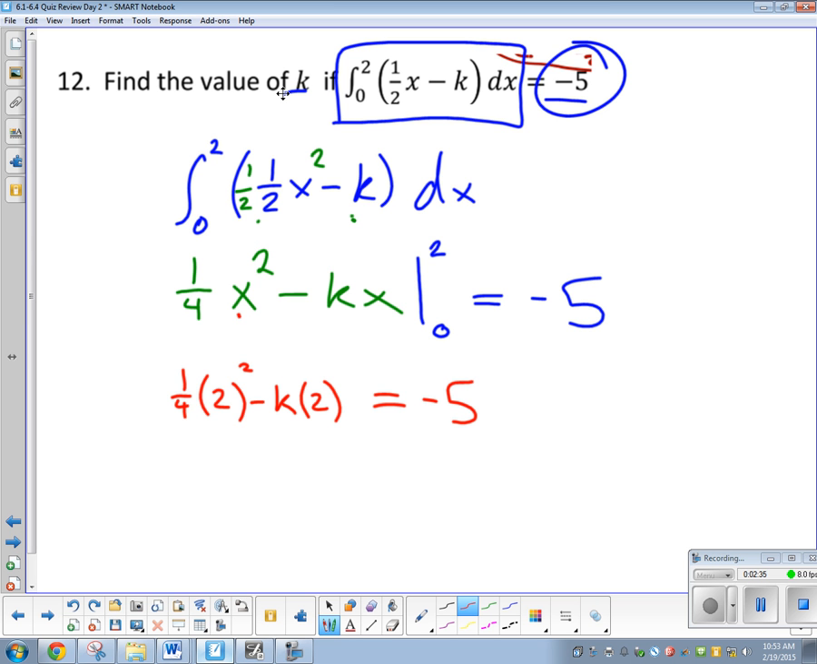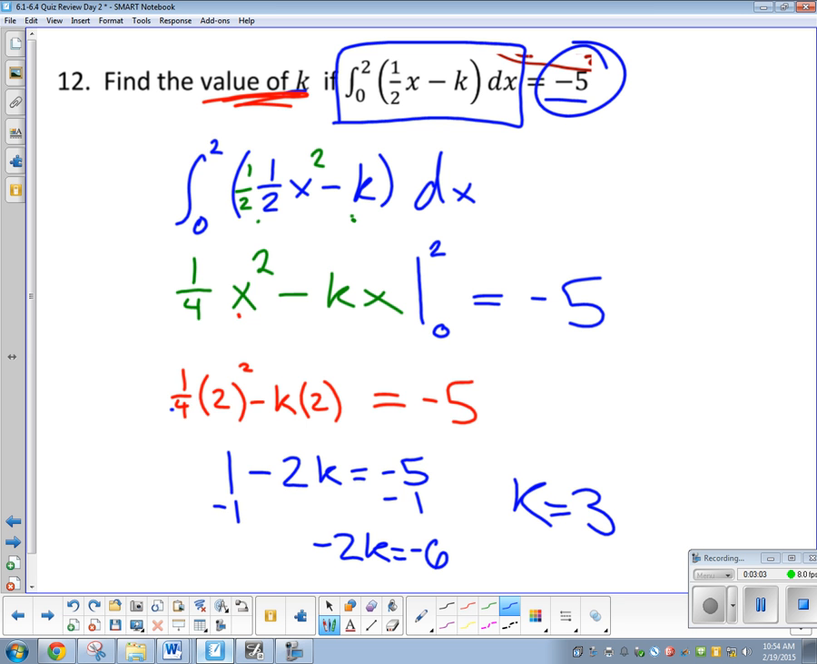What was my ultimate goal in this problem? What am I trying to do? Find k. Find the value of k. Get k by itself. Well, I'm close. I just have to finish it now. 2 squared is 4. Times 1/4 is 1. Minus 2k equals -5. Now it's algebra 1. Minus 1, minus 1. Negative 2k equals -6. k equals 3.